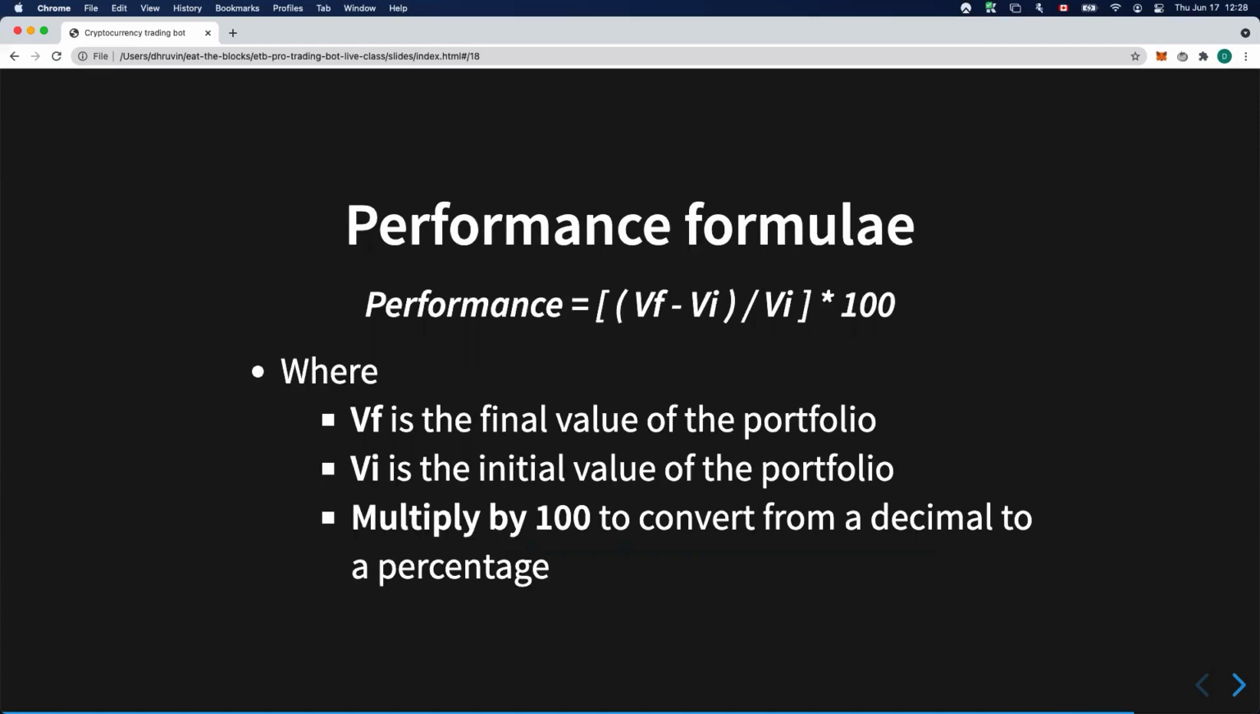So at the end of the day, what you want to know is how well your bot is performing. Of course, you need to take the difference between the final value of the portfolio and the initial value, divide the difference by the initial value, and if you multiply it by 100, then you're going to get the performance of the bot, right?